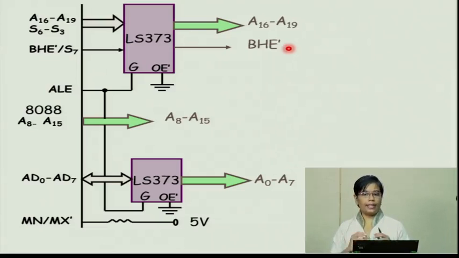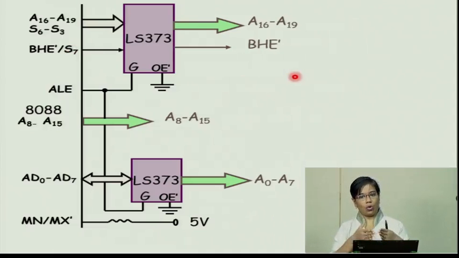Now you have to remember that 8088 has only an 8-bit data bus. So we are going to have a latch for AD0 to AD7, and we would have a latch for the address lines which are multiplexed with the status signals. So we are going to have A0 to A19. That is the address bus.